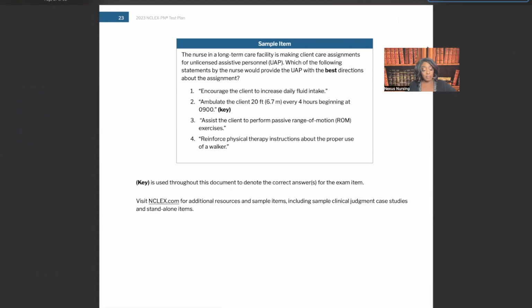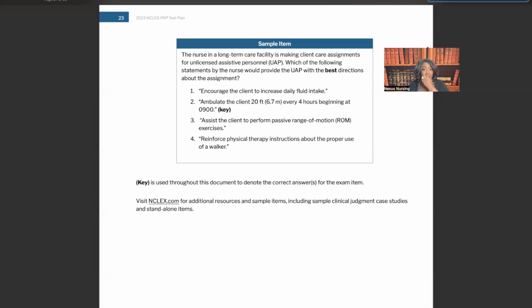So let me talk to you about this. First of all, why is number 2 the correct answer? Do you see how number 2 is objective and precise? It's not only saying ambulate the client, it's saying ambulate the client 20 feet. They are being very precise about how much to ambulate the client, how often, every 4 hours, and when to start, beginning at 9 a.m. Every 4 hours, beginning at 9 a.m., 20 feet. This is very, very precise.